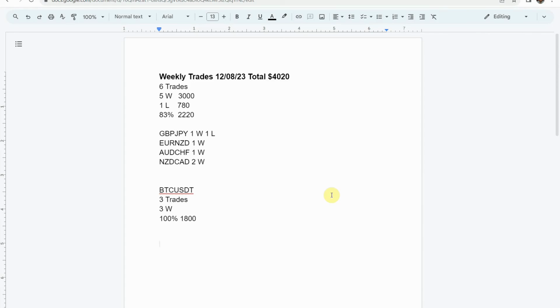And so for the week, we got 6 trades on the Forex pairs and 3 trades on the crypto coin there, for a total winning trades altogether. We would have gotten 9 winning trades, and we would have had 1 losing trade. And so on the Bitcoin versus USD, you see we had a 100% win rate with 3 trades and 3 winners. On the Forex pairs, we had 5 winning trades and 1 losing trade, and 83%.